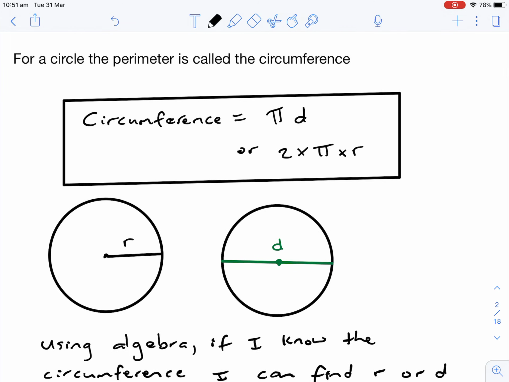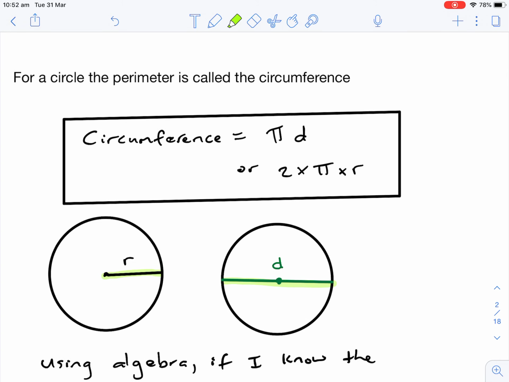Now for a circle, the perimeter is called the circumference. And the circumference can be measured in 2 ways, depending on whether you're given the radius or whether you're given the diameter. Now hopefully you'll remember that the radius is that distance halfway across your circle, and your diameter is the measurement right across your circle. So look out for that. Most of the formulas that we'll use radius, but as a favourite little trick, they'll often give you the diameter, and you need to remember to halve it first of all to get the radius.